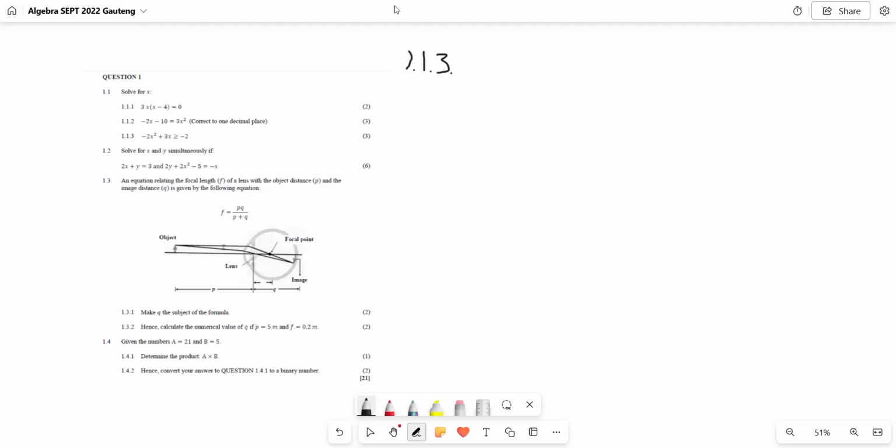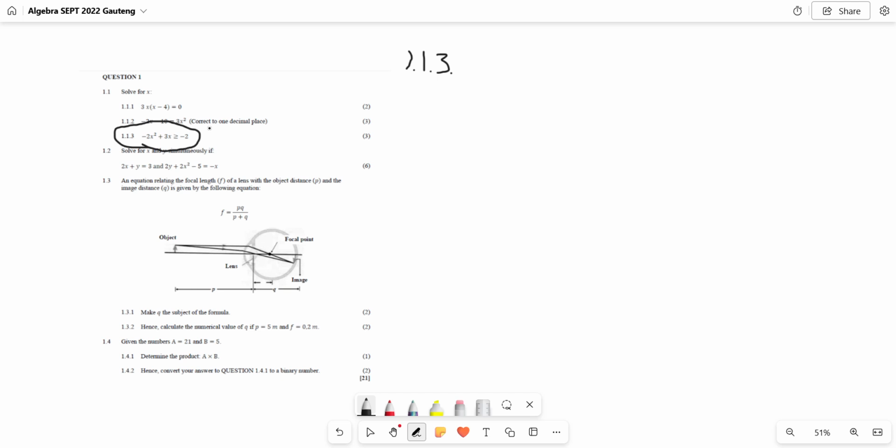Right, that was 1.1.2. Now we are moving to 1.1.3. In 1.1.3, this is what we have. We have what is called a quadratic inequality.